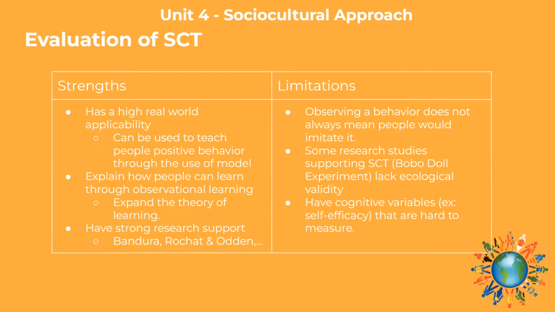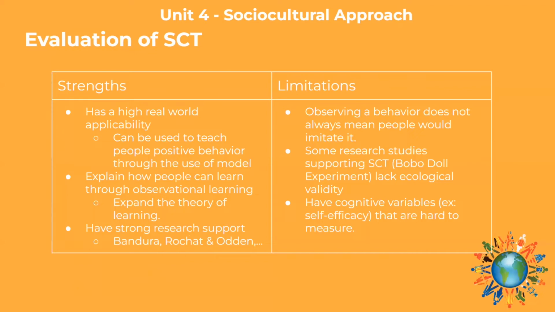Here are some evaluation points of the social cognitive theory. Some strengths are that it has high real-world applicability. Since people learn from a model, they can use this as a way to influence and bring out more pro-social behavior by showing people with positive behavior on ads. So children can start imitating their behavior and also express this pro-social behavior.